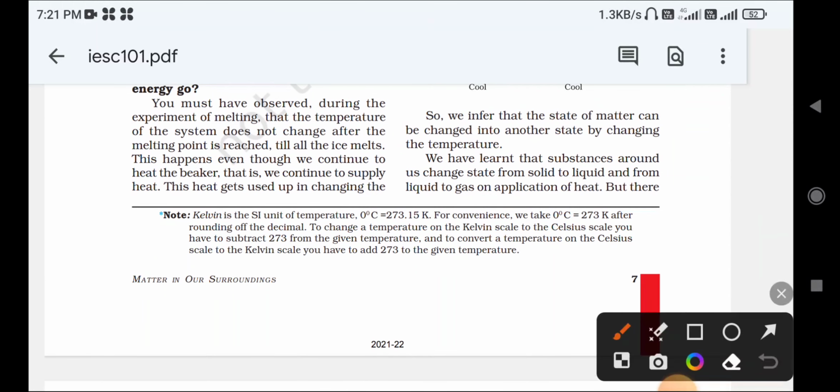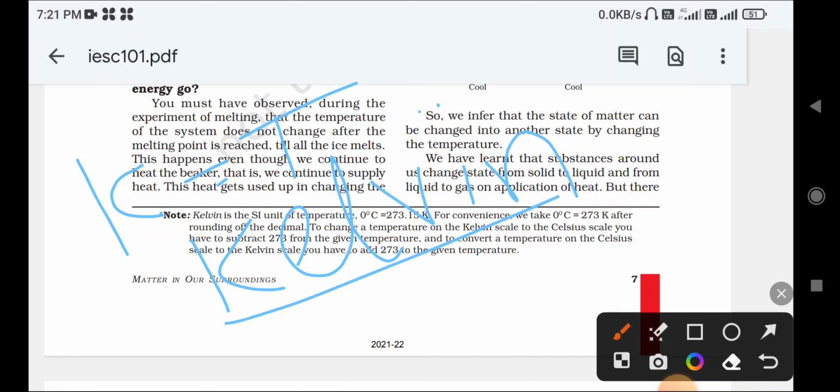So Kelvin is the SI unit of temperature. Remember that. What is the SI unit of temperature? The SI unit of temperature is Kelvin.